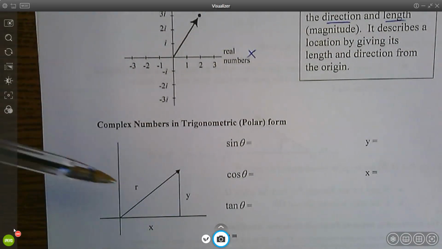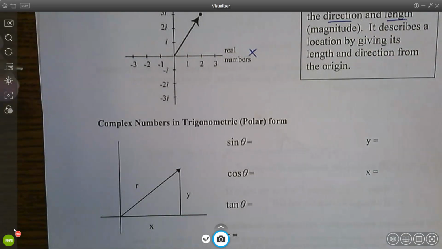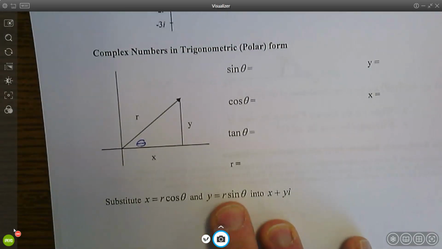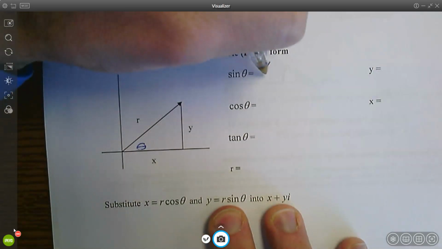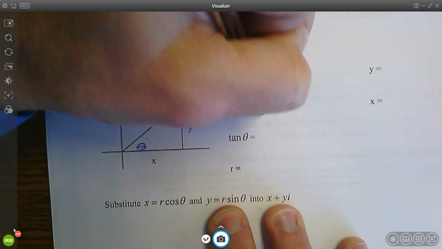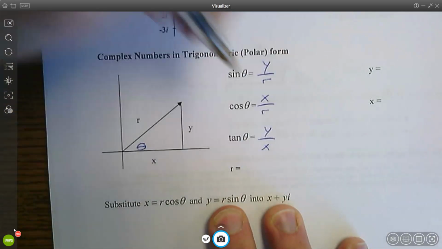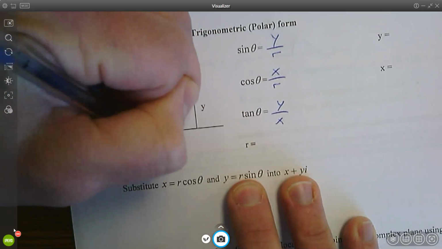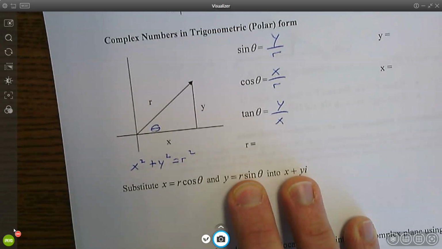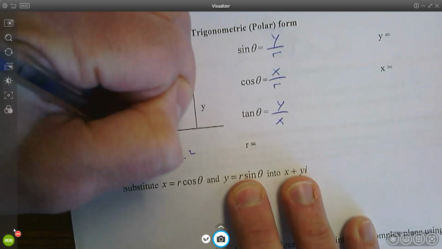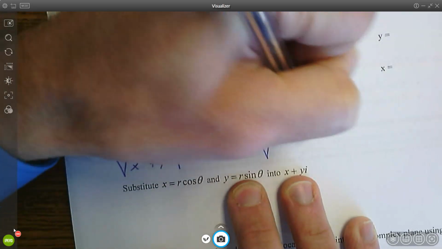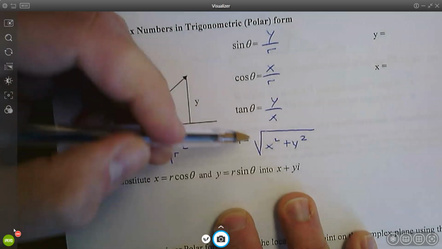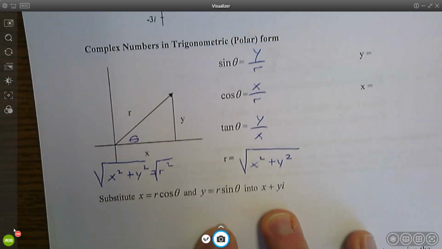So if we have this right triangle here in quadrant 1, and we have this angle that we're measuring, theta, we know that the formula for sine is y divided by r, cosine is x divided by r, tangent is y divided by x. And we know that x squared plus y squared equals r squared. If we want to solve for r, we can take the square root. So r is the square root of x squared plus y squared. We talked about r always being positive, so that's why I'm not including the plus or minus.